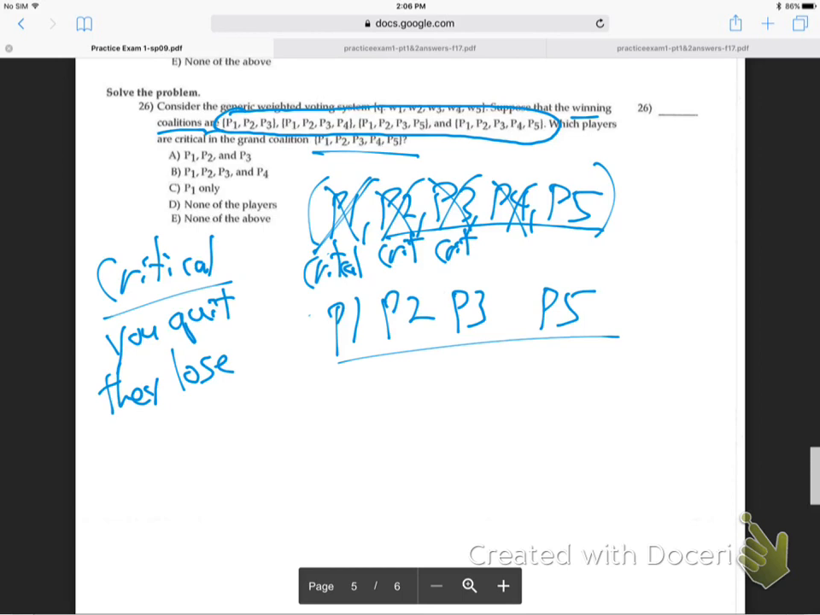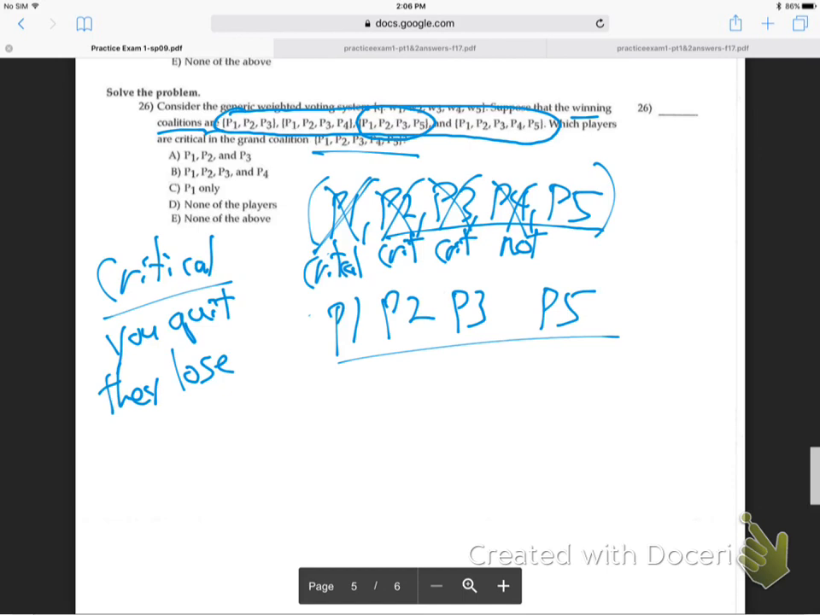Are they? Oh yeah, they're right here. Right there, 1, 2, 3, 5. That's a winning team. So P4 is not critical. He's not, right? Because he could drop off and the team left behind still is a winner. So that means P4, they don't have to have P4. He could drop off, they're still going to win. He's not critical to their victory, right?